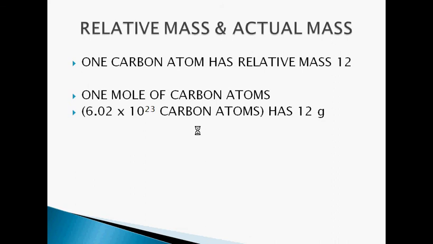So let's look at relative mass and actual mass. Now, I want you to imagine one single atom. The relative mass is 12. When you compare this with hydrogen, hydrogen is just 1. Carbon will have 12, means carbon is 12 times heavier. And then you have 1 mole of carbon atoms. Just now we have only 1 piece. Now we have thousands and millions and billions of pieces of atoms. If they come together, they will have exactly 12 grams.